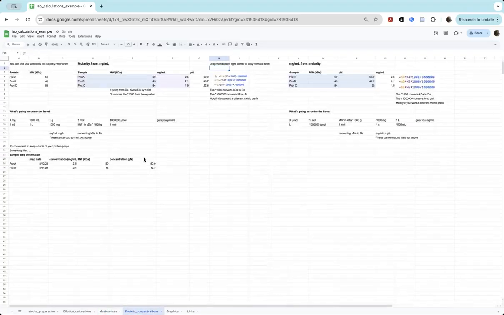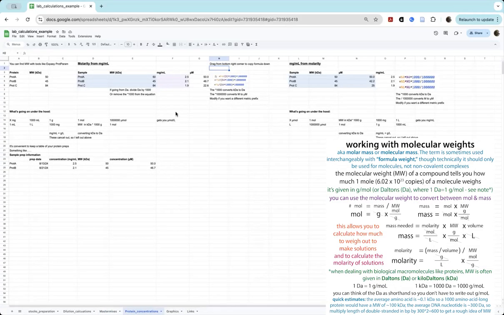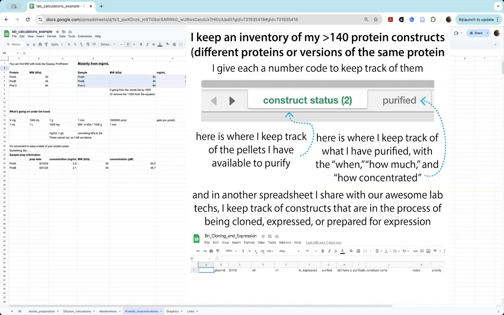For protein concentrations, you're often working with kilodaltons, and so this is going to calculate molarity from mg per mL, and mg per mL from molarity. Here's what's going on under the hood. This is in kilodaltons, so if you want to convert, you want things to be in daltons, or not in micromolar, because I typically use micromolar with my proteins, but you can change that as needed. And typically too, I make a little guide to what my protein preps are.